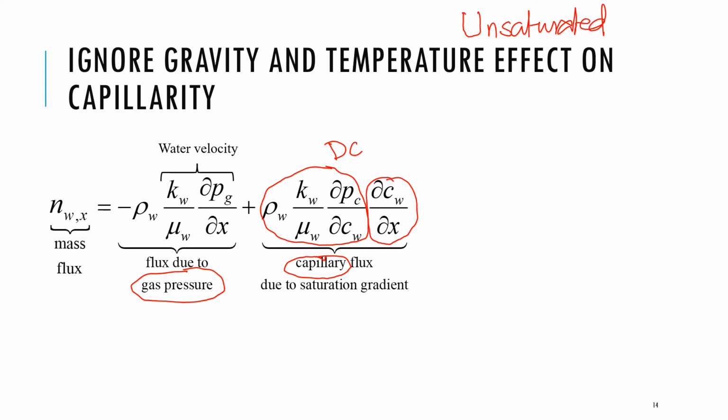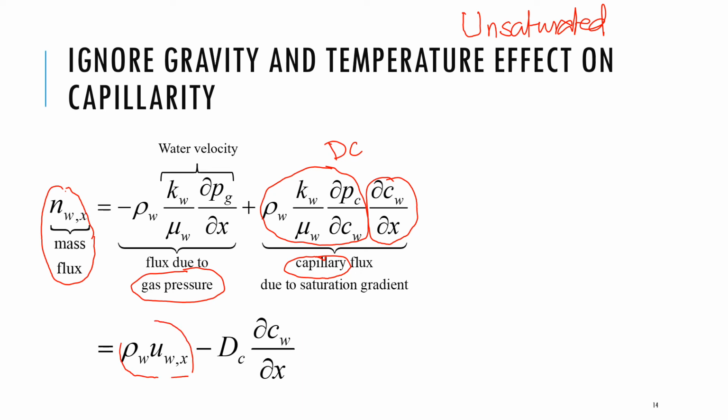So what this means is the mass flux of water, which was thought in terms of a flow due to gas pressure and flow due to capillarity, can now be rewritten slightly in terms of flow due to gas pressure. So you still have a velocity that is due to gas pressure, but the capillary part I'm writing in terms of a diffusivity.